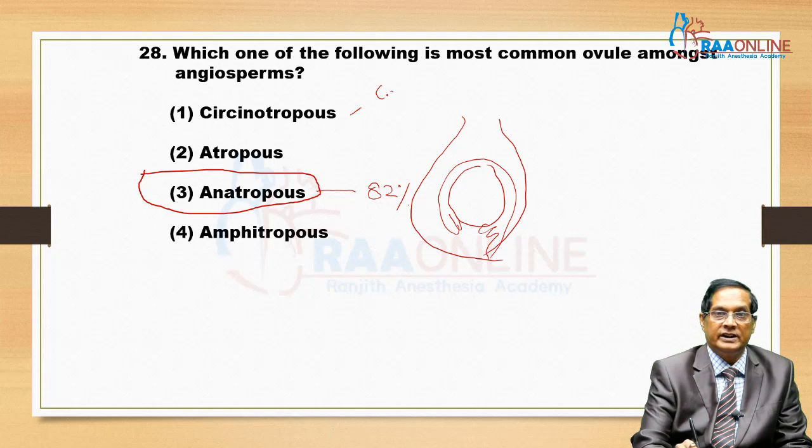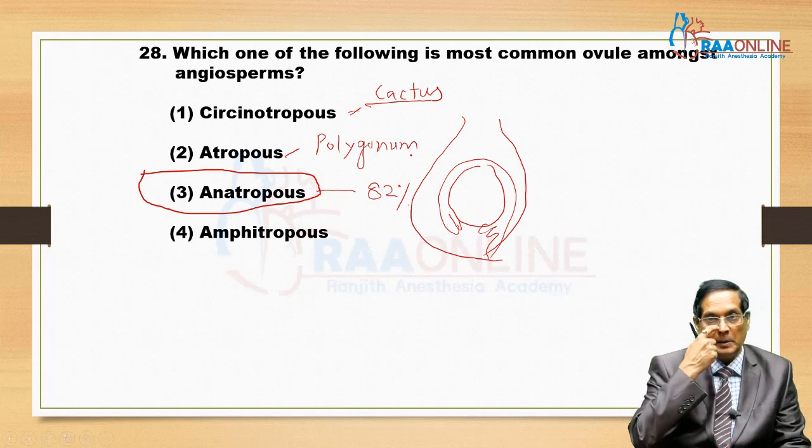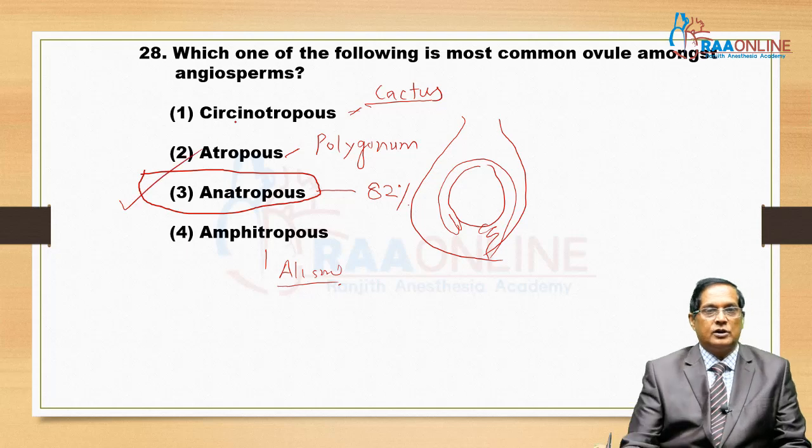Circinotropous ovule is found in cactus, known for its long and coiled funicle. Atropous is found in Polygonum. Amphitropous in Alisma. The anatropous ovule is most common amongst angiosperms.